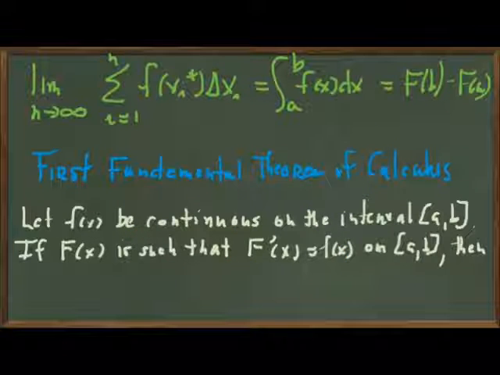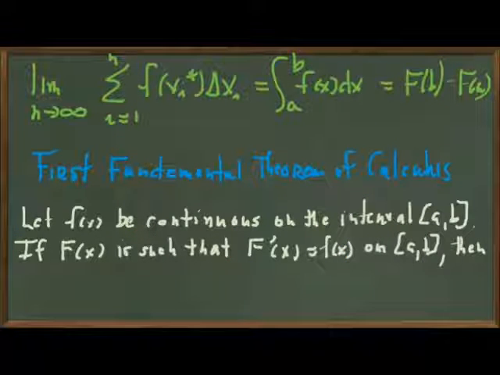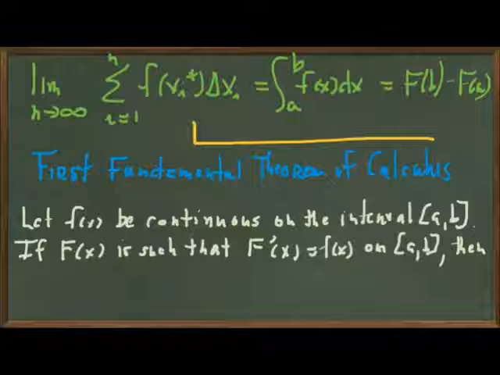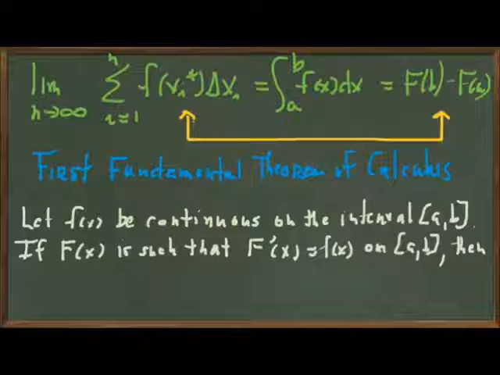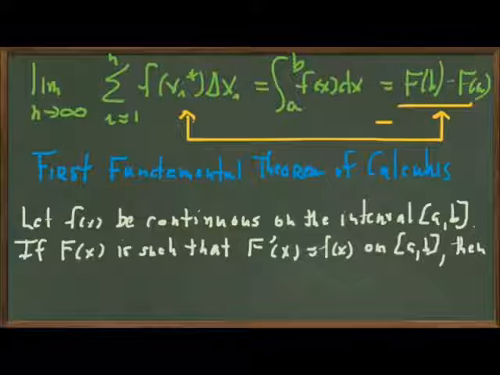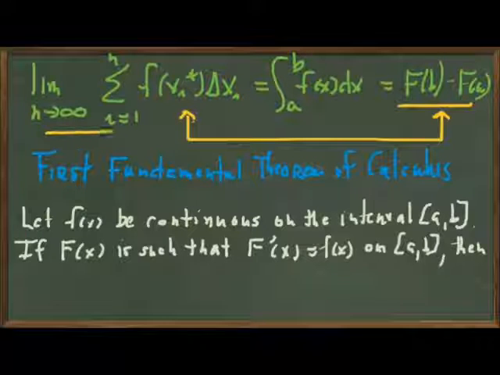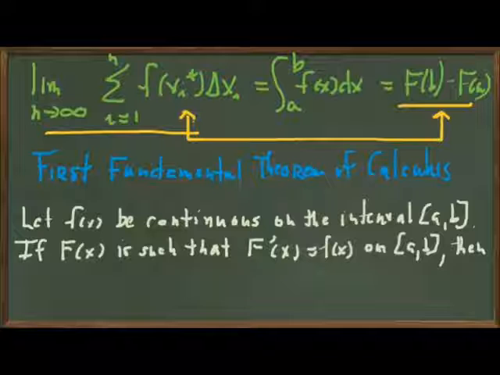Our strategy in this proof, in verifying that this limit is the same as capital F of b minus capital F of a, is going to be to start with this expression, and we're going to then show that it is equal to this limit expression. So we're going to start with capital F of b minus capital F of a.